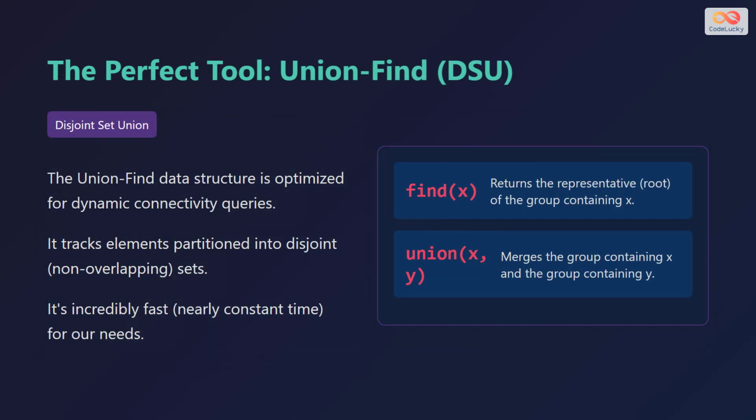The most efficient tool for managing these dynamic groups is the union-find data structure, also known as Disjoint Set Union. It provides two fast operations: find, which tells us which group a variable belongs to, and union, which merges two groups together. This is much faster than running repeated breadth-first searches.